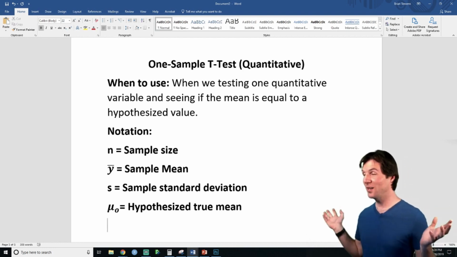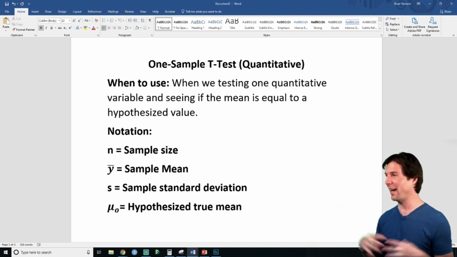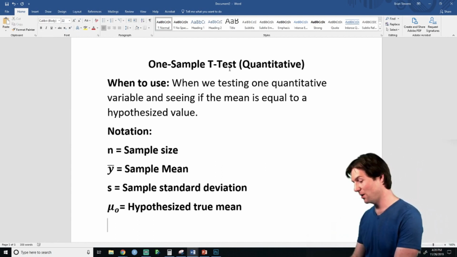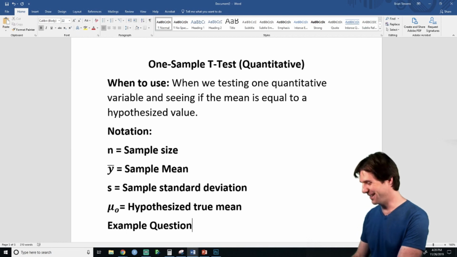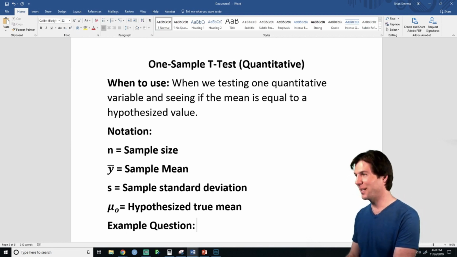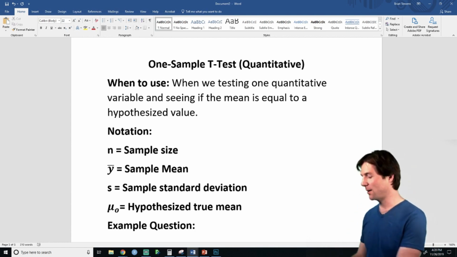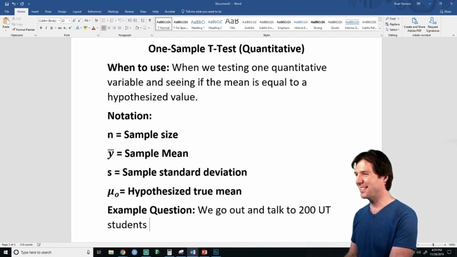And I think that's the whole equation. We've done all the notation. We know when to use this now, and we're just doing every single test. And now we need a fake question. So let's do here an example question. This is recorded, so definitely we got this. Example question right here. We will say, we go out and talk to 200 UT students. Classic sample size.